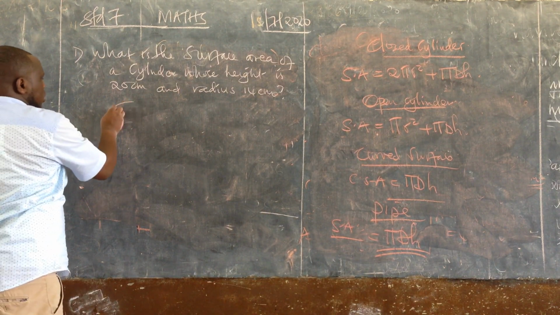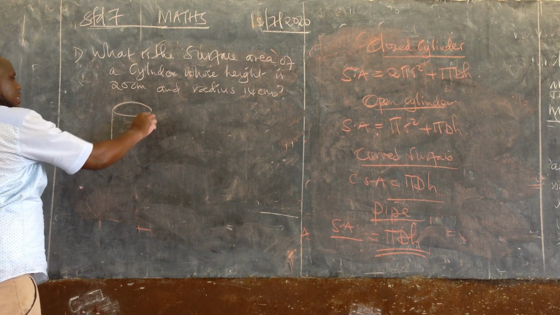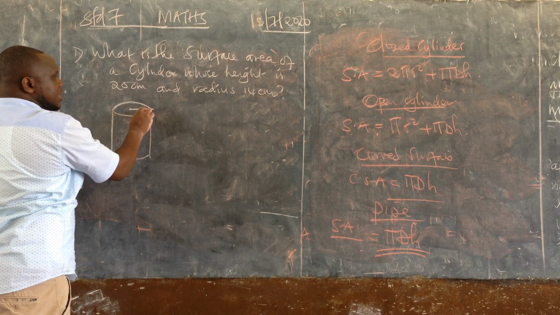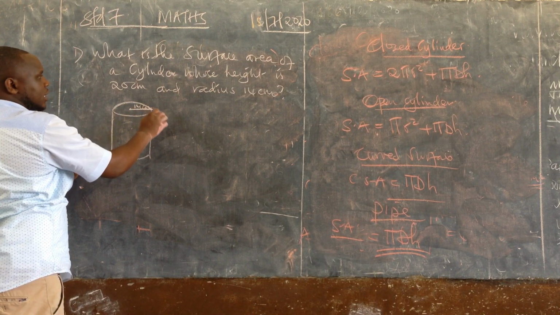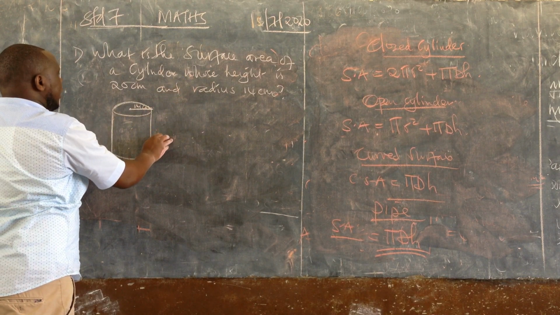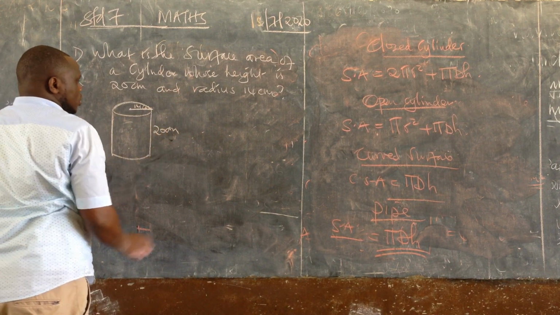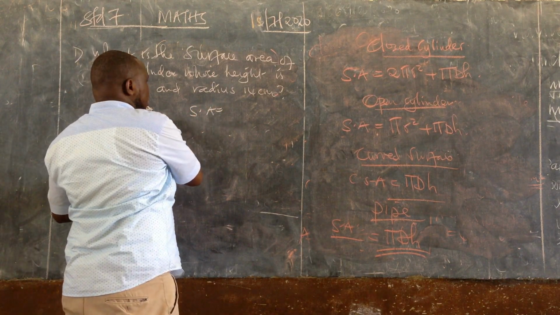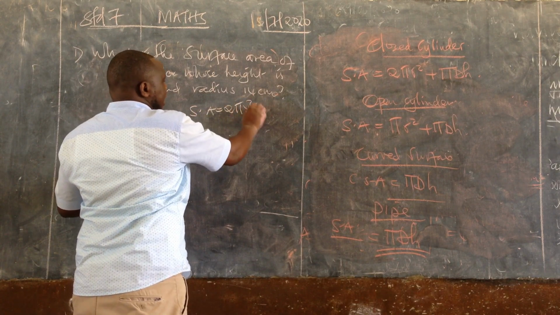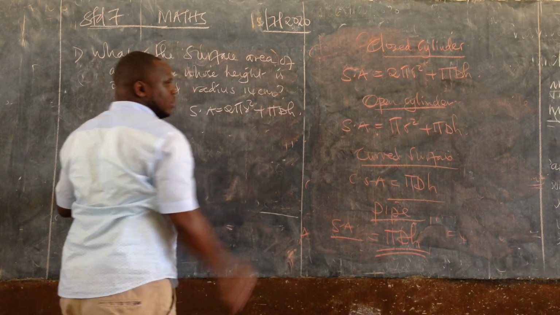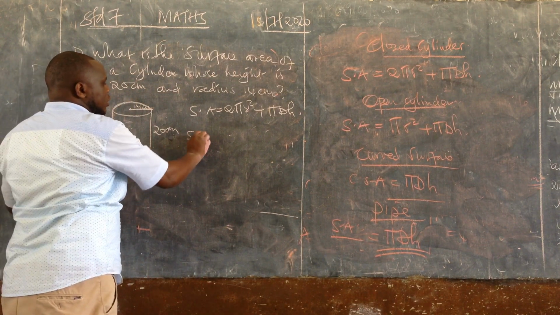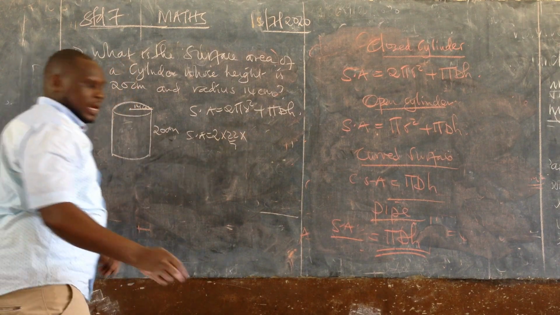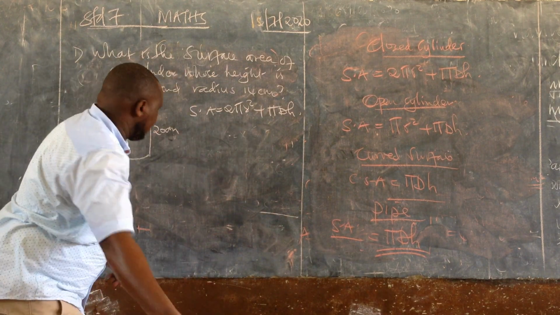So let us draw the cylinder here. The cylinder is going to look like that. You are told that the radius is 14 centimeters and the height is going to be 20 centimeters. So you come and say surface area is equal to, because it's a closed one, 2 pi r squared plus pi d h. Therefore, the total surface area is going to be 2 times 22 over 7 times, we write it down here so that you understand.